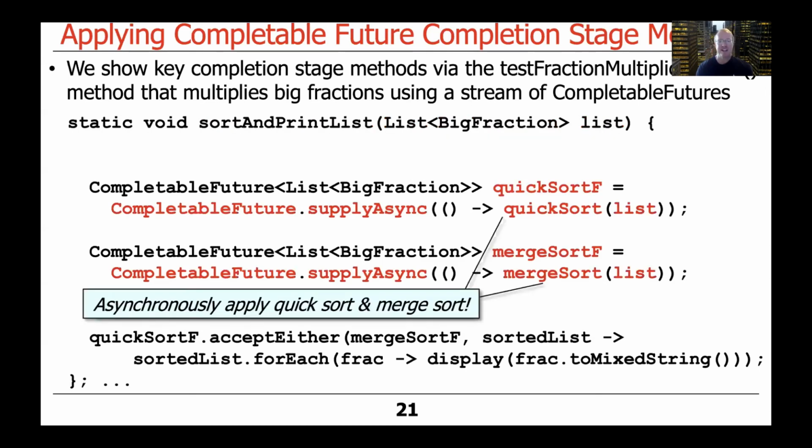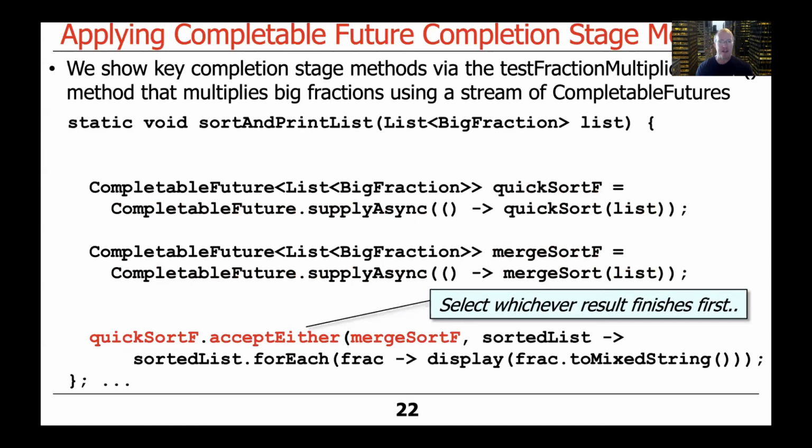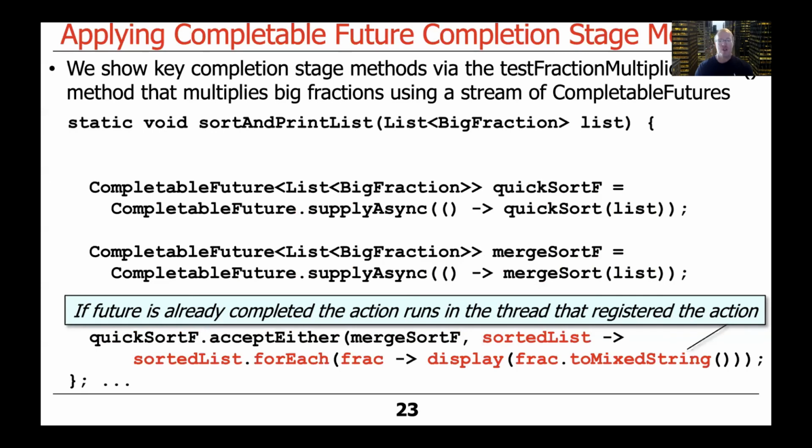So let's go ahead and take a look. Here you can see that we do quick sort on the list and we do merge sort on the list. Both of those things run in the background by using the supplyAsync factory method. And then we go ahead and use the acceptEither method. In this case, I pass in quick sort future first, and then I pass in merge sort future as the first parameter. I could switch those around, no problem. And acceptEither, as we just saw, will select whichever result finishes first and then use that to print the results.